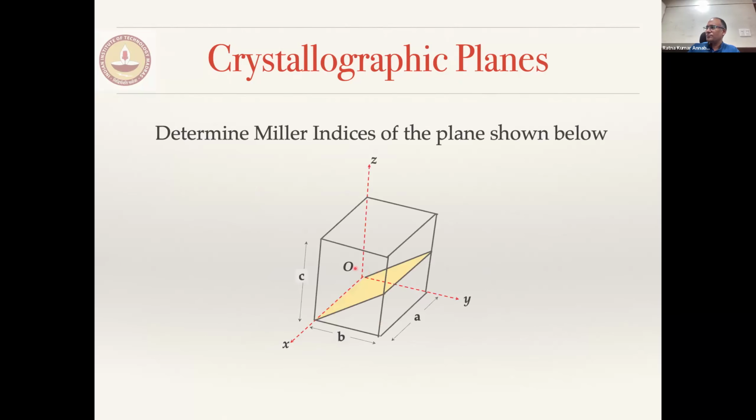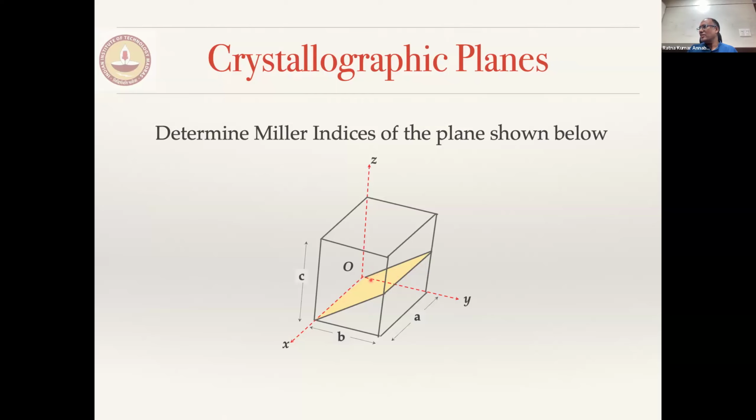Now you look at this. This is your unit cell with A, B, C as your lattice parameters. Now you look at this yellow plane. Is it passing through origin? First you need to check whether the plane is passing through origin or not. Yes, sir, it is passing through origin. So what should we do as per the guideline? We should move it. The origin should be chosen differently.